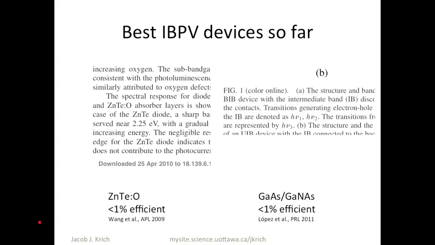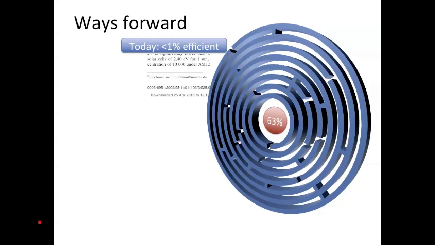What I will say, though, is that the best intermediate band solar cells that exist so far, which are in papers which have this text in them, are inside a zinc telluride doped with oxygen system, or a gallium arsenide, gallium nitride arsenide system, both of which have been shown to have intermediate bands and the intermediate band effect inside them, and both of them have efficiencies well below 1%. So the challenge that we have as an intermediate band research community is how to go from these less than 1% efficient cells and devices that we have now to this goal of being highly efficient, 63% being the absolute limit of how far we can go.